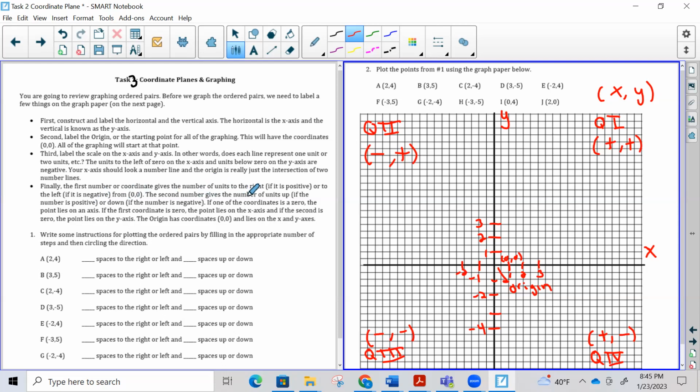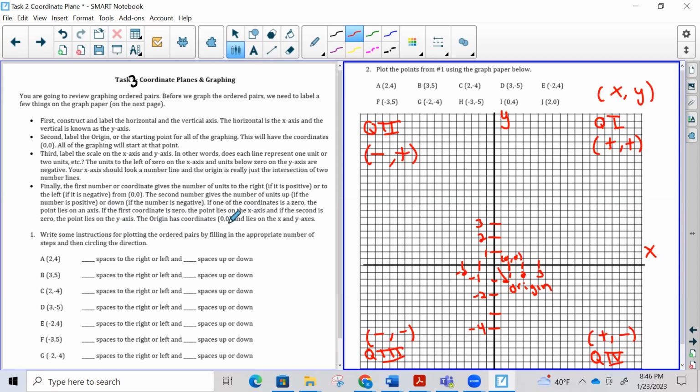The second number gives the number of units up if the number is positive, or down if the number is negative. And if one of the coordinates is 0, the point lies on that axis. If the first coordinate is 0, the point lies on the x-axis, and if the second is 0, the point lies on the y-axis.